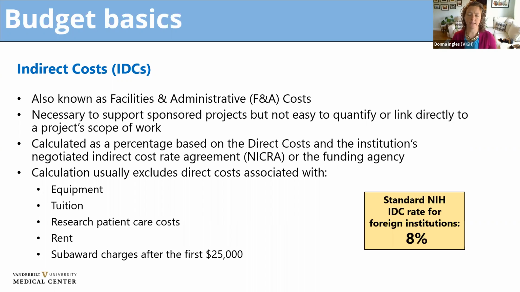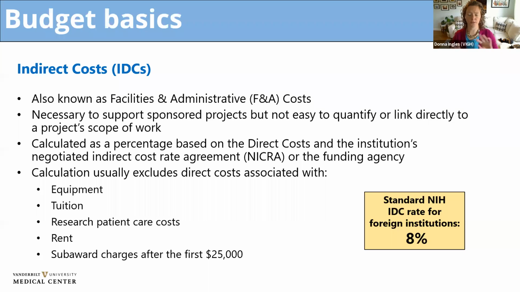When calculating IDCs for a budget, you use the direct costs minus items in any of the areas that you see here. So equipment, tuition, research patient care costs, and rent. You cannot collect indirect costs on those items. And then this part can be confusing.